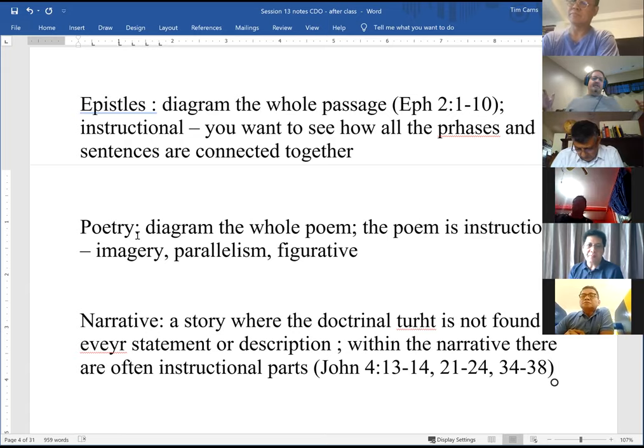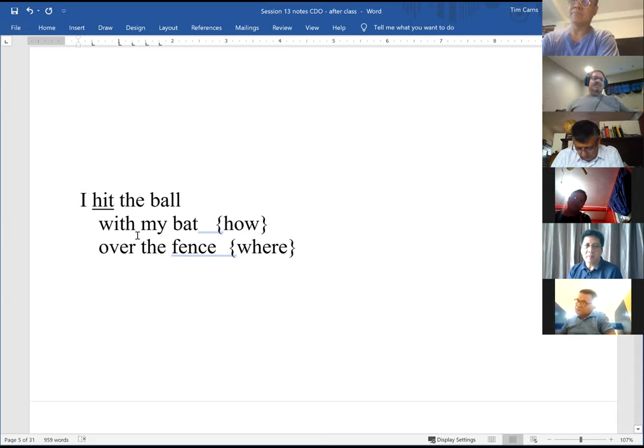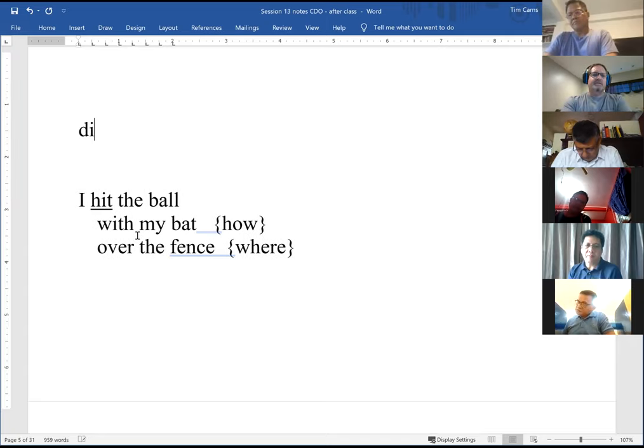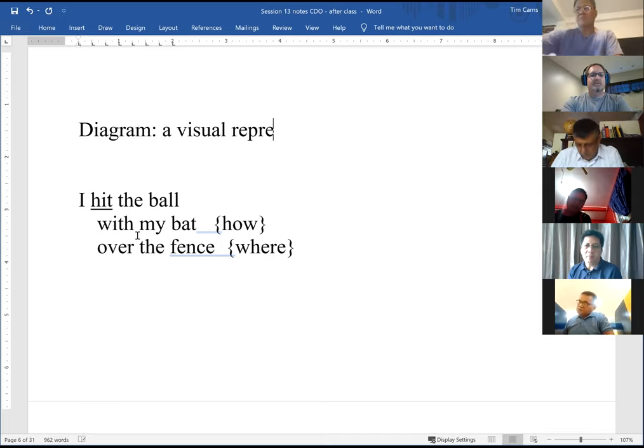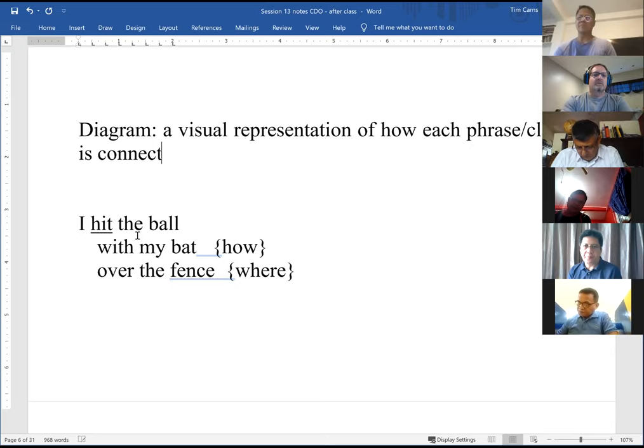So I'm not talking about diagramming the whole narrative. This is specifically, as I showed you in the example here, taking a sentence or some sentences and seeing how they are connected grammatically. Diagramming can be described as a visual representation of how each phrase or clause is connected grammatically in the sentence.